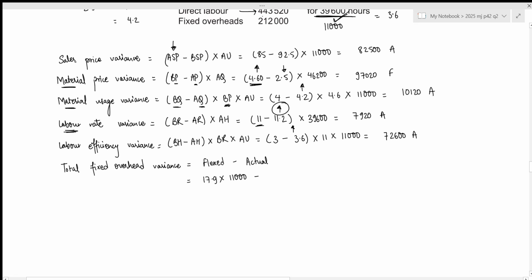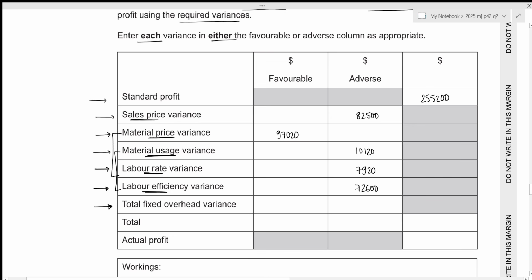And for the actual fixed overheads, that is 212,000. Now, this will again result in a negative value of 15,100. And this is negative because the actual fixed overhead is higher. Again, fixed overhead is an expense. We wanted it to be as low as possible, but since the actual value is higher, it will result in an adverse condition. So we need to include 15,100 under the adverse column.